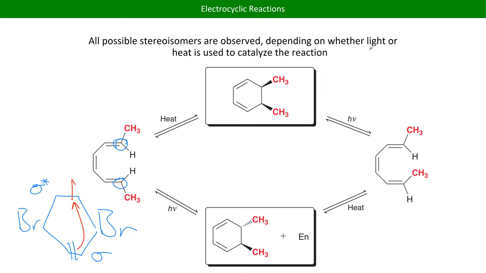Well, we don't have sigma antibonding orbitals necessarily that we're looking at here, but the fact that light changes something tells us that orbitals are probably involved. I mean, orbitals are always involved, but the orbitals are going to be running the show. We need to understand the orbitals if we're going to be able to wrap our heads around what's going on here.